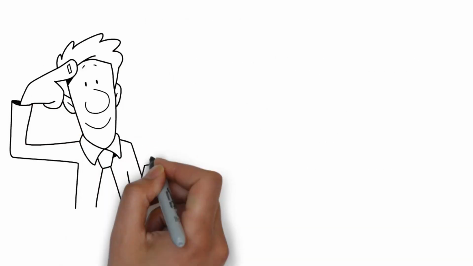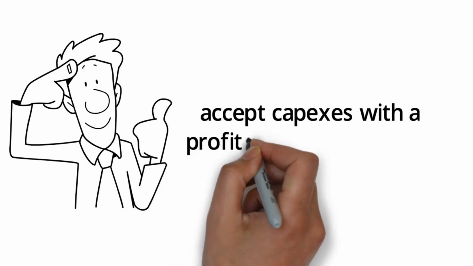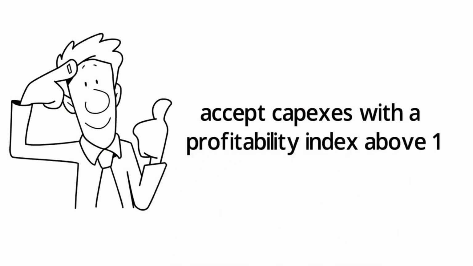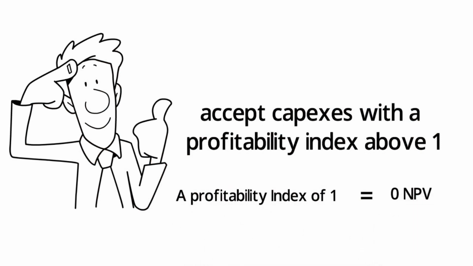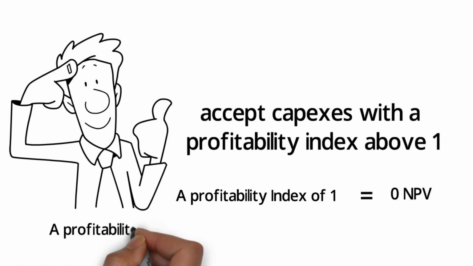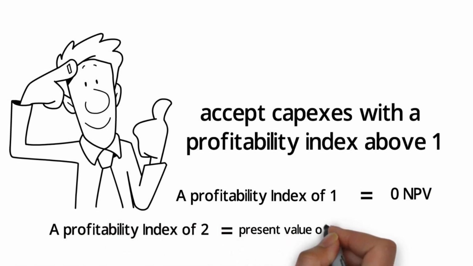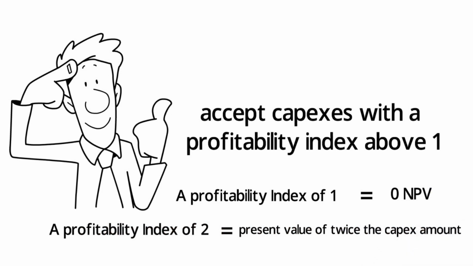The rule here is that you can accept CapExes with a Profitability Index above 1. It's a very simple measure. There are no flaws to it. A Profitability Index of 1 equals a net present value of 0. Those two measures are consistent and proportional. A Profitability Index of 2 gives you a present value of twice the CapEx amount.